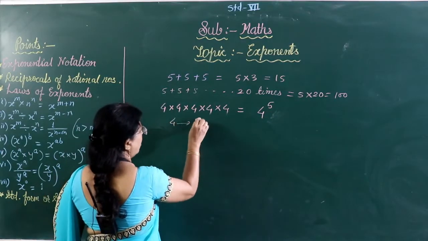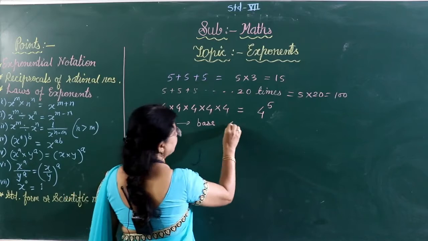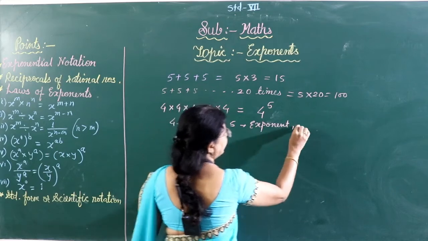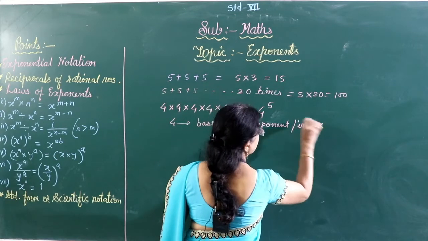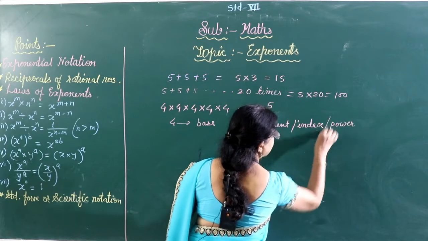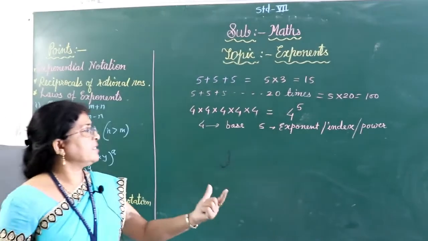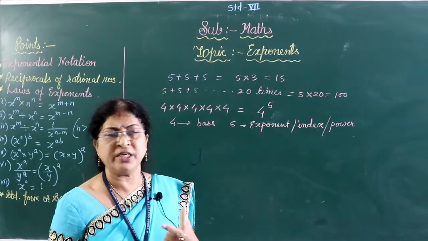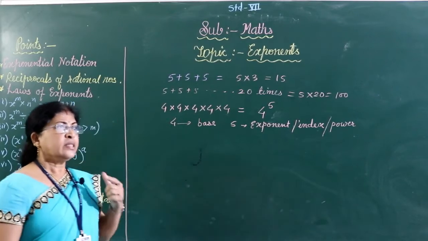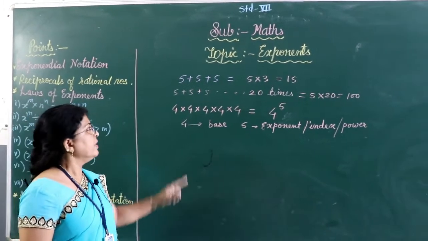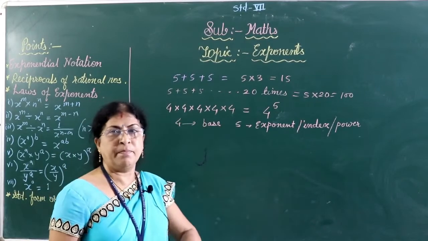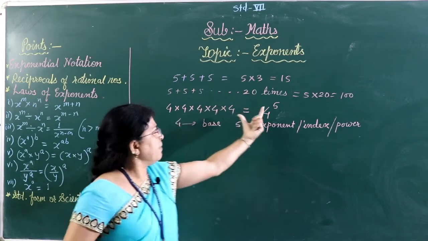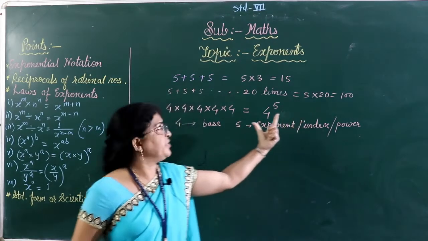Here 4 is called the base and this 5 is called the exponent or index, or it is also called power, right? So how to write the number in exponential form? What is the meaning of exponential form? The meaning is the representation of an integer multiplied with itself several times. See, it is multiplied several times. That representation is called the exponential form.